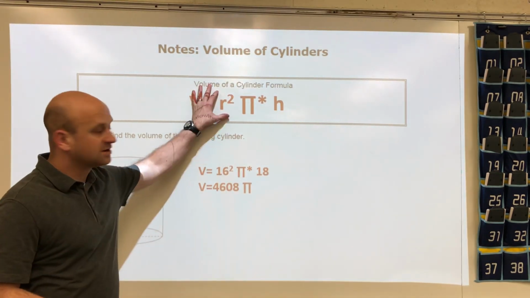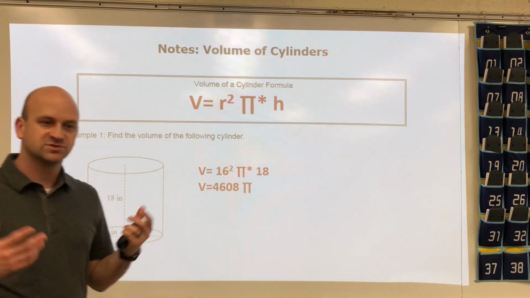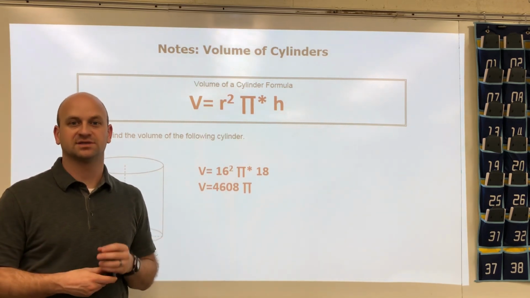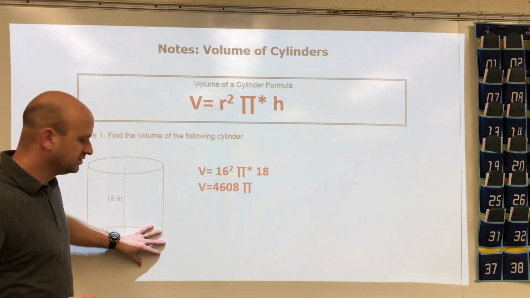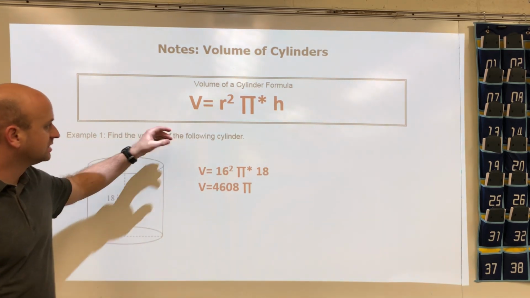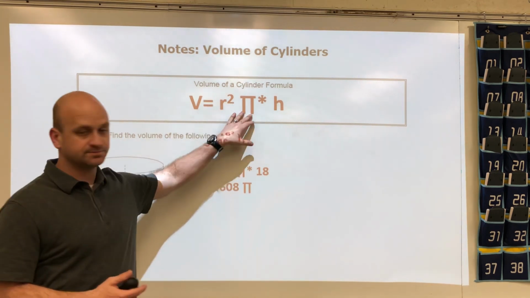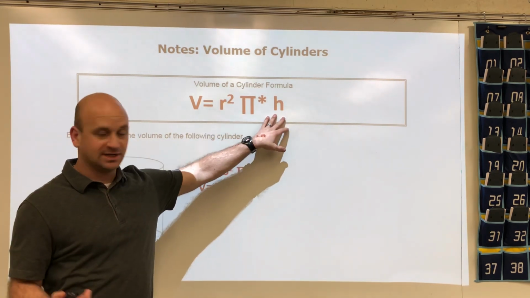All right, today we're going to talk about volumes of cylinders. And you probably know what a cylinder is. It's like a can of soup or that type of thing. So the volume of a cylinder, essentially the official equation is radius squared times pi times height.